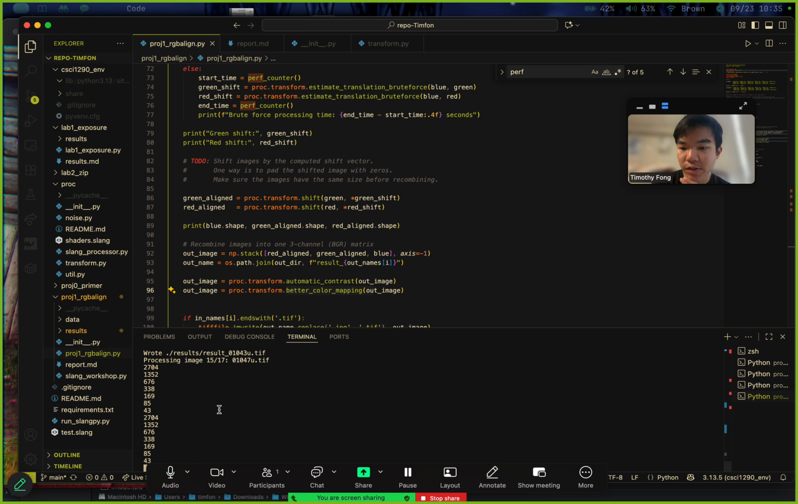And each of these TIFF images takes around 8 seconds, but if I used the brute force, it would have taken 2 minutes.